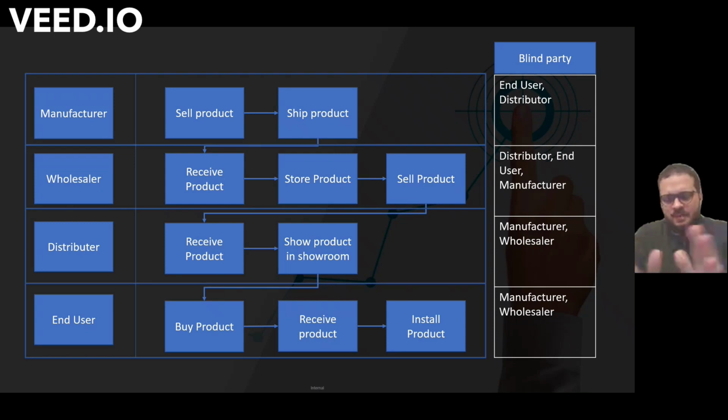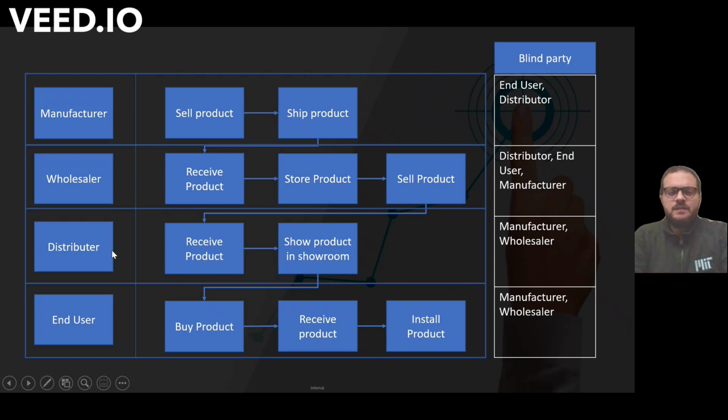So looking at the process, as we mentioned, the manufacturer sells and ships the product. Till now, in the first step, the end user and distributor are totally blind. Then the wholesaler receives the product, stores it, and sells it. In this case, the distributor, end user, and manufacturer miss the link there. Then the distributor receives the product and puts it in the showroom, and in this step, the manufacturer and the wholesalers have a blind spot.